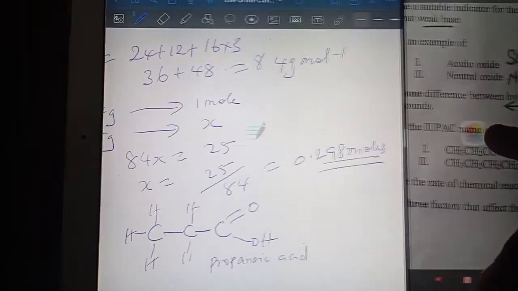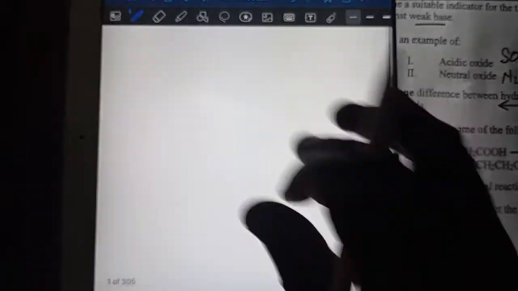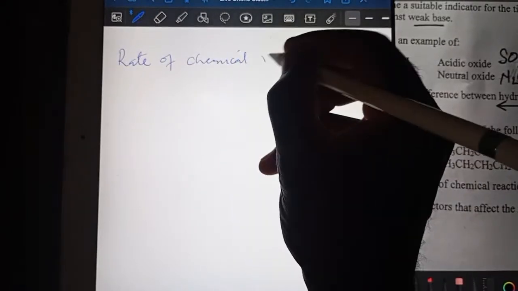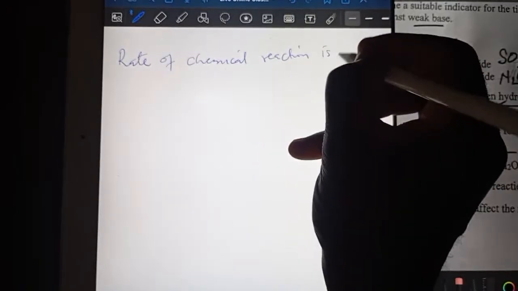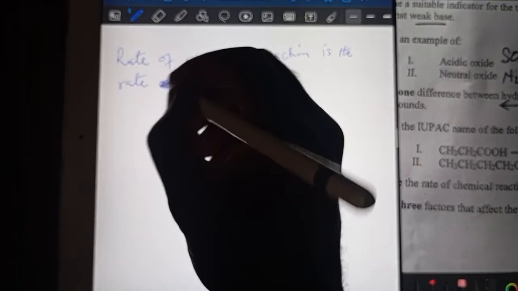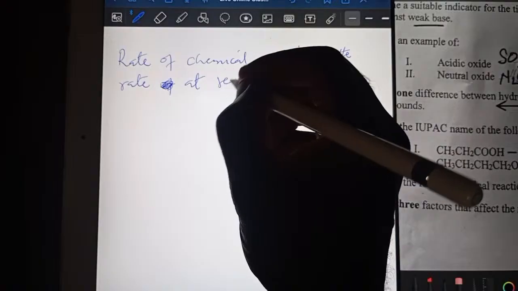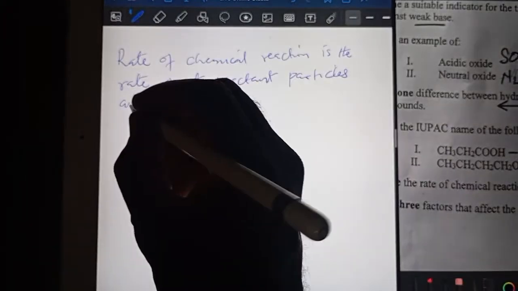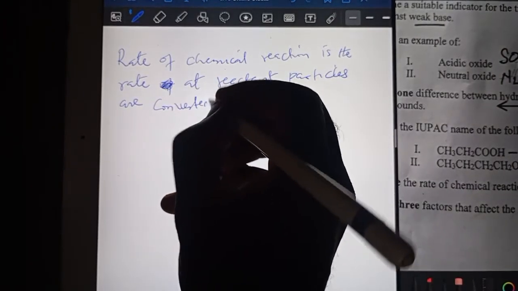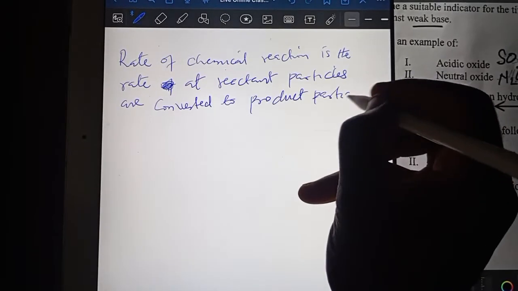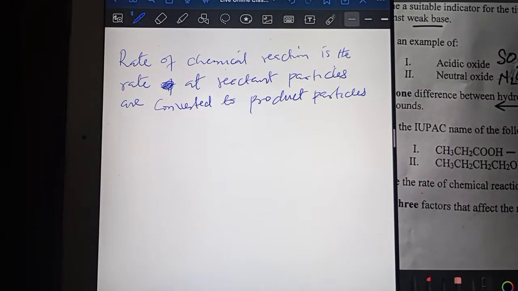What is the rate of chemical reaction? The rate of chemical reaction is the rate at which the reactants are converted to products. The rate at which reactant particles are converted to product particles. That is the rate of reaction.